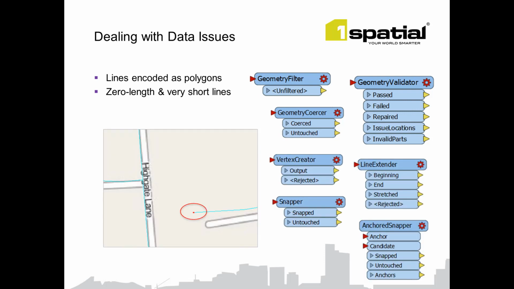If you get zero length lines and very short lines, then you could use transformers such as the line extender and the vertex creator to generate extra geometry, or use some of the snapper transformers to snap lines to particular vertices. So really, you're using transformers to build your own workflow to enable you to identify what the issues are for you, and then you build your own business logic for how you want to deal with it.